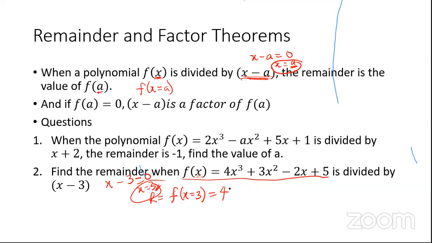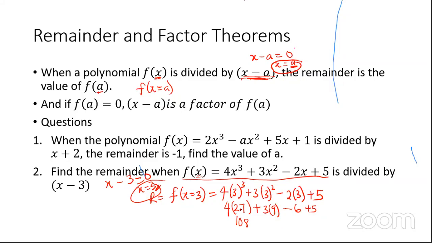So I'm going to have 4 times 3 raised to power 3, plus 3 times 3 raised to power 2, minus 2 times 3, plus 5. So 3 raised to power 3 is what? 27. 4 times 27, plus 3 times 9, minus 6 plus 5. So 4 times 27, what do we get? 4 times 7 is 28. Then 2 times 4 is 8. So that will give us 108.